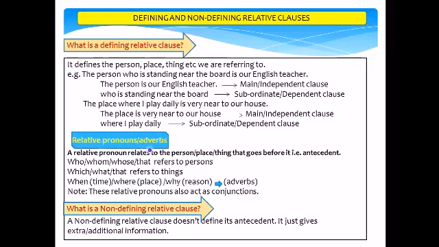Now, relative pronouns and adverbs. A relative pronoun relates to the person, place, thing that goes before it, that is, antecedent. Who, whom, whose, that refer to persons. Which, what, that refer to things. When refers to time, where refers to place, why refers to reason. These are adverbs. Note, these relative pronouns also act as conjunctions. That means these pronouns connect two sentences.